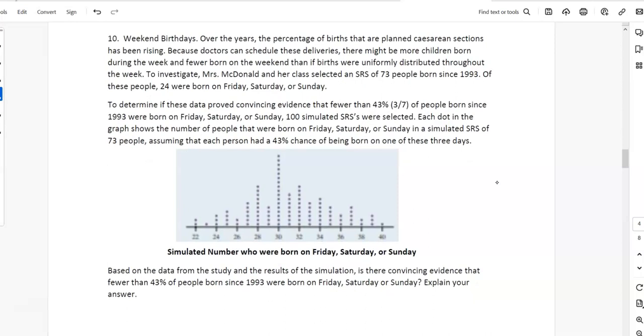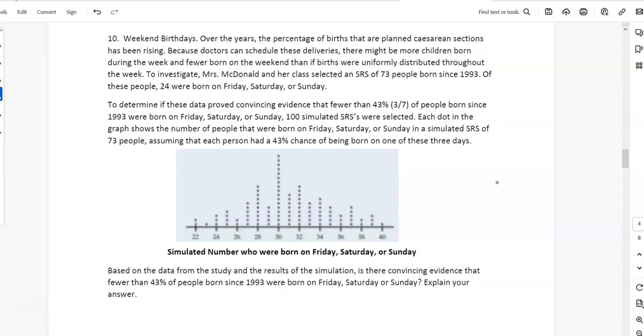This is actually a problem from your book. Weekday birthdays. Over the years, the percentage of births that are planned cesarean sections has been rising because doctors can schedule the deliveries. They actually do like that. Doctors love scheduling it. There might be more children born during the week and fewer born during the weekend if births were uniform, meaning a flat top, like every day of the week equal throughout the week.